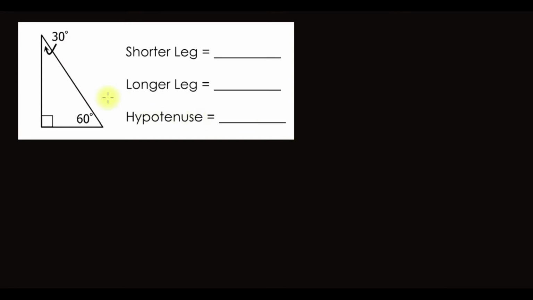Okay, so the other special right triangle is the 30, 60, 90. So for the 30, 60, 90, if the side that's opposite from the 30 degree is x, the side that's opposite from 60, it's going to be what x is times square root of 3. And the hypotenuse, which is this side right here, is going to be twice whatever x is. Okay, so the shorter leg is the side that's opposite from the 30 degree, so that's going to be x. The longer leg is the side that's opposite from the 60 degree, so that's going to be whatever x is times square root of 3.